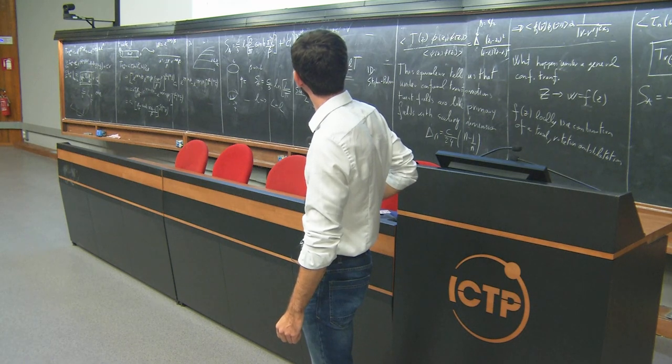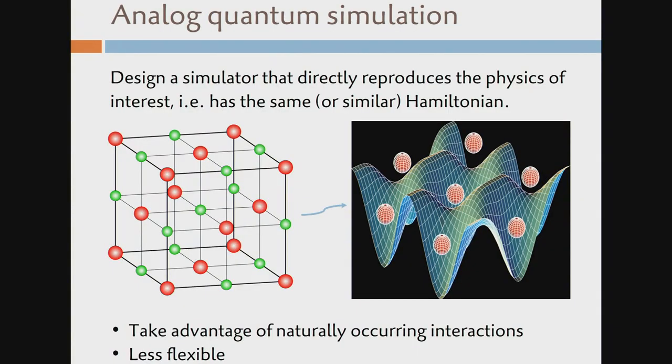So let's start with the analog quantum simulation, which is perhaps the conceptually most simple one. The idea in analog quantum simulation is to design a system that mimics somehow the behavior of the other system that you want to study. And by mimic, I mean that it has the same Hamiltonian or a similar enough Hamiltonian so that you can understand the physics that interest you. For example, you want to study the properties of electrons in some potential created by some crystalline structure, a basic problem in condensed matter physics.